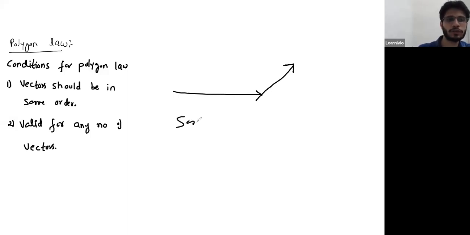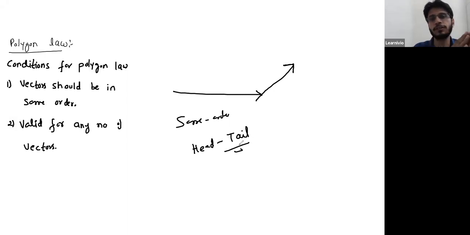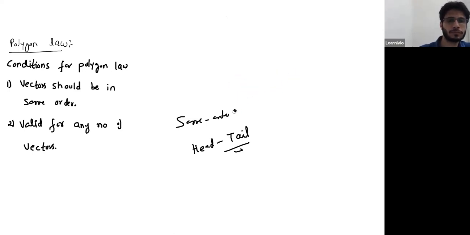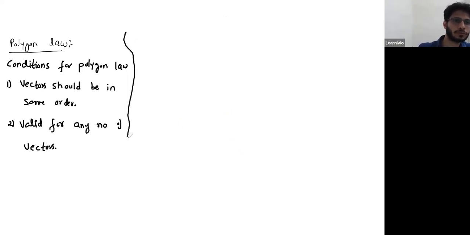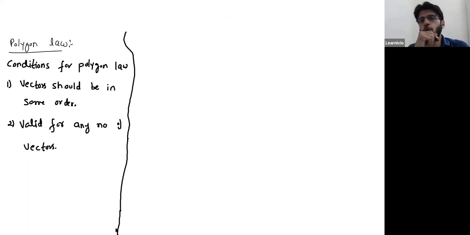Note it down. Same order means head of one vector coincides with the tail of another. This is what we mean by the vectors in same order. If it is so, that means your vectors are in same order. Otherwise, they are in opposite order. If I say that two vectors or three vectors or five vectors are exactly in same order, that means they have their head and tail coinciding.